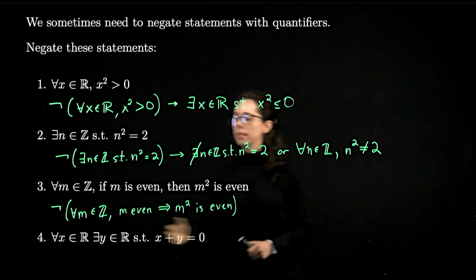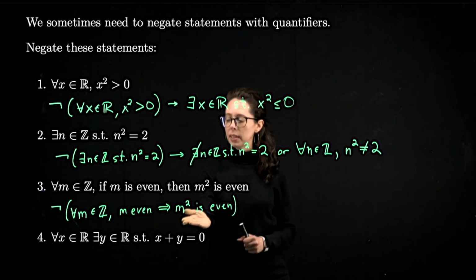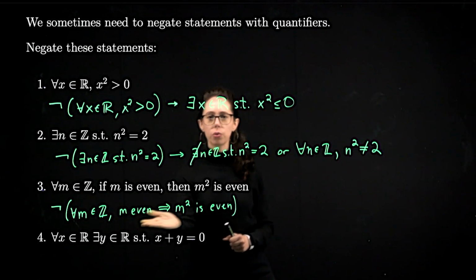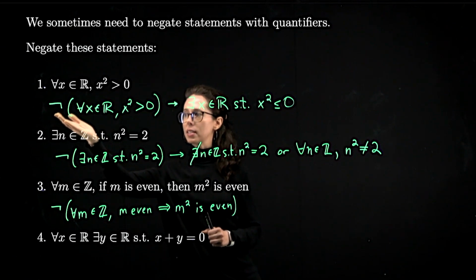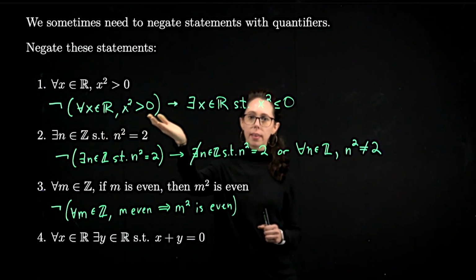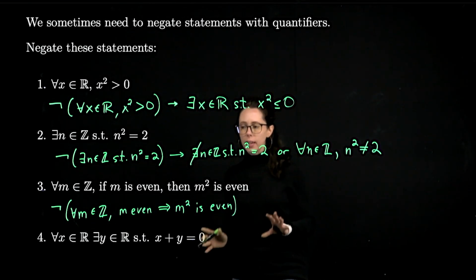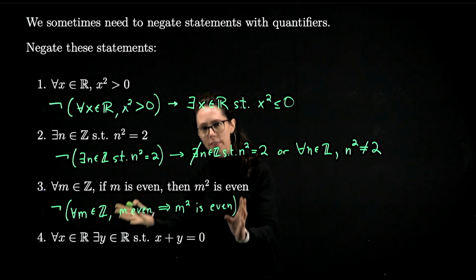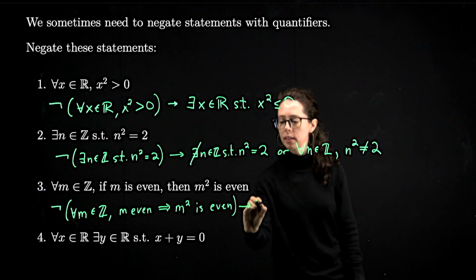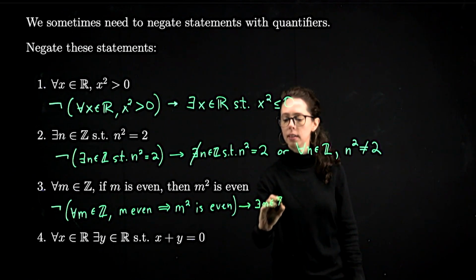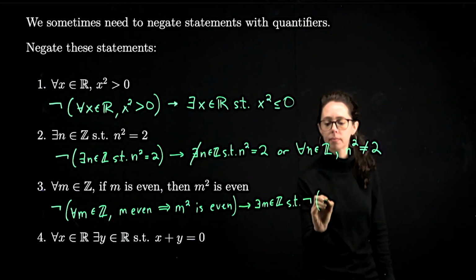If it's not the case that for all integers, if the integer is even, the square is even, then that must mean that there exists an even integer whose square is not even. This actually looks a lot like the first example when we said it's not the case that for all x a property holds. That meant there exists an x for which the property doesn't hold. The same thing is going to happen here. There exists an m for which this statement doesn't hold. So let me see if I can fit this on here. I'm going to start by saying there exists an m in Z such that not, m even implies m squared is even.